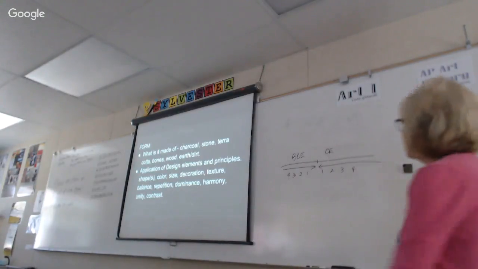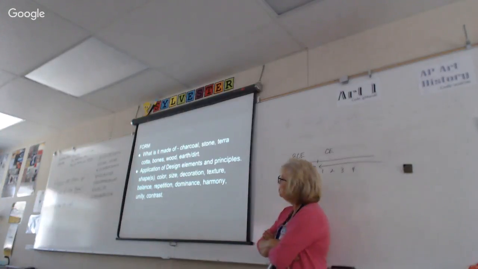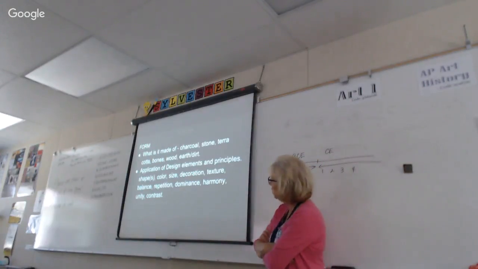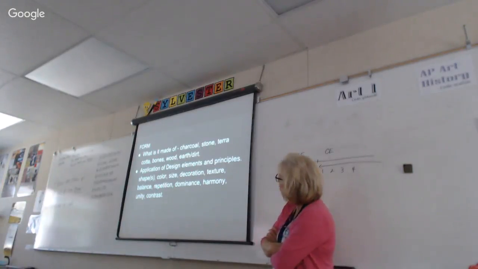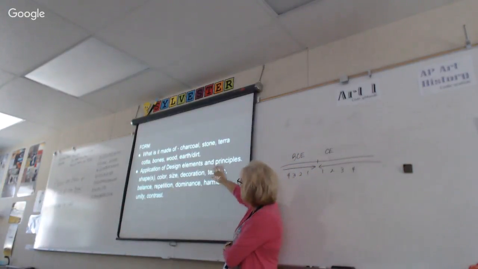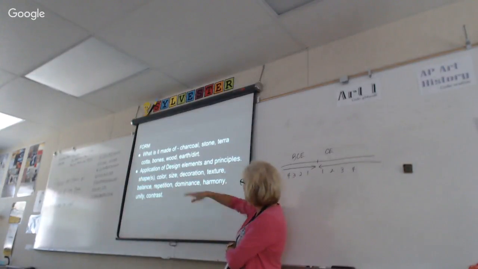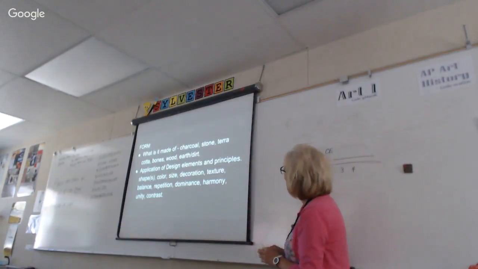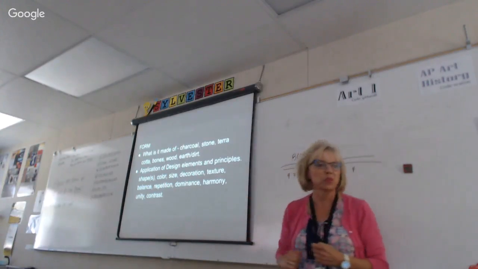So, for example, the pieces that you're going to be doing snapshots on for today are going to be mainly made out of some sort of stone or ceramic or clay or bone. And then we're going to also talk about the application of the design elements, but we'll probably talk about those tomorrow. But the design elements include things like shape, color, size, decoration, texture, balance, repetition, dominance, harmony, unity, and contrast. And so form always includes some sort of reference to those elements and principles.